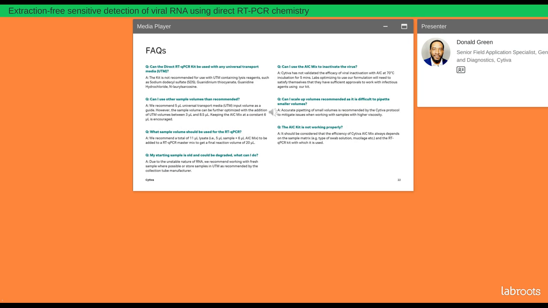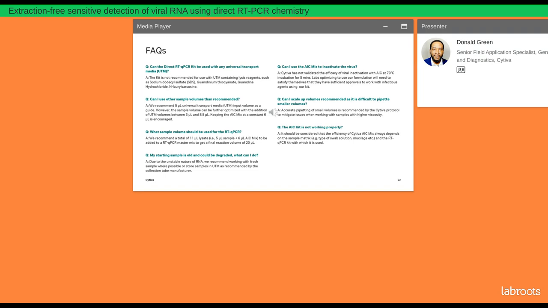So one of the things I wanted to take you through, as I mentioned, is the frequently asked questions about the kit. And hopefully we can clear up some of those for you. Can the direct RT PCR kit be used with any universal transport media? The answer is yes. However, we do have issues with UTMs containing lysis reagents already, right?